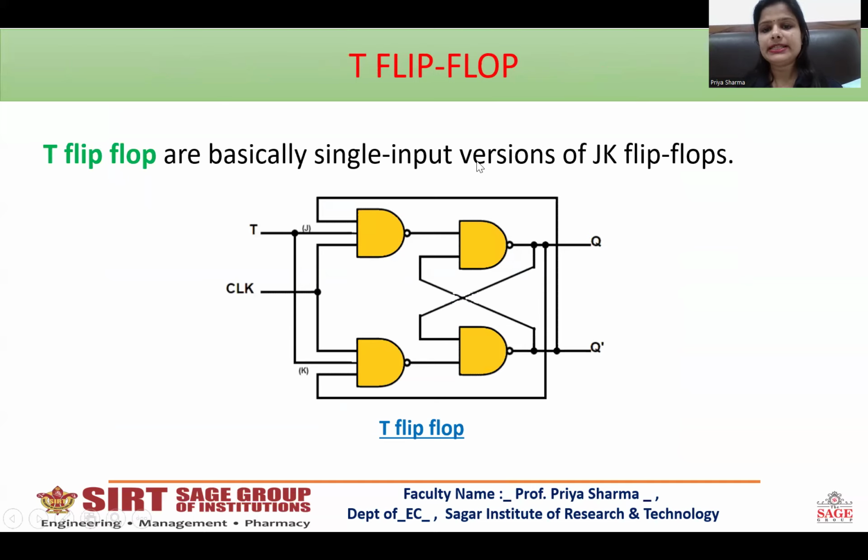For the T flip-flop, the full form of T over here is toggle flip-flop. It is basically a single input version of the JK flip-flop. The JK flip-flop is being used and both its inputs are fused together and given to the NAND gates. So this is the T flip-flop.